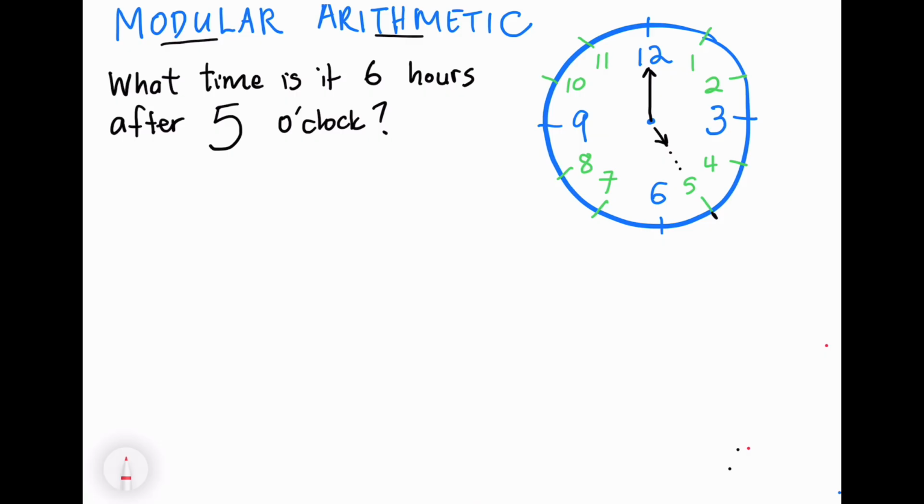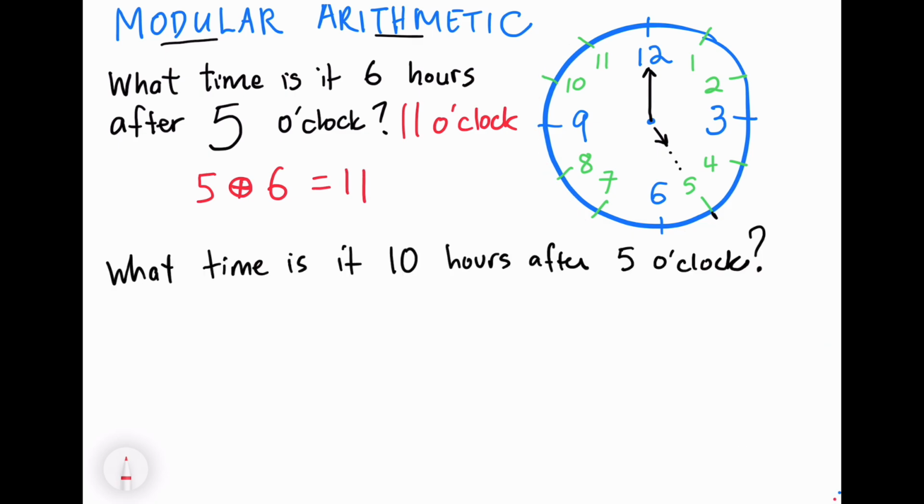So if I start at 5 o'clock, then you could see if I go around 6 hours, I go 1, 2, 3, 4, 5, 6, and we're at 11 o'clock. So in clock arithmetic, I'm going to write this as 5, and then I'm going to write a plus with a circle around it, 6, and that gives me 11 o'clock.